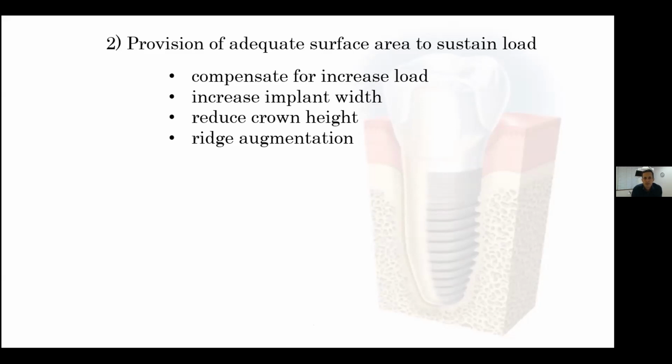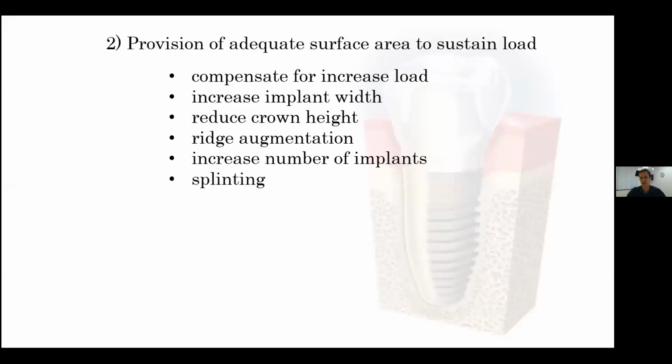In other words, increasing the vertical, we can have a longer implant, which will increase the surface area of that implant. And then we can increase the number of implants, and we can then splint implants together. So all of this is making a plan to increase the surface area so that it can handle that load, because it doesn't have all the same circumstances as a natural tooth.